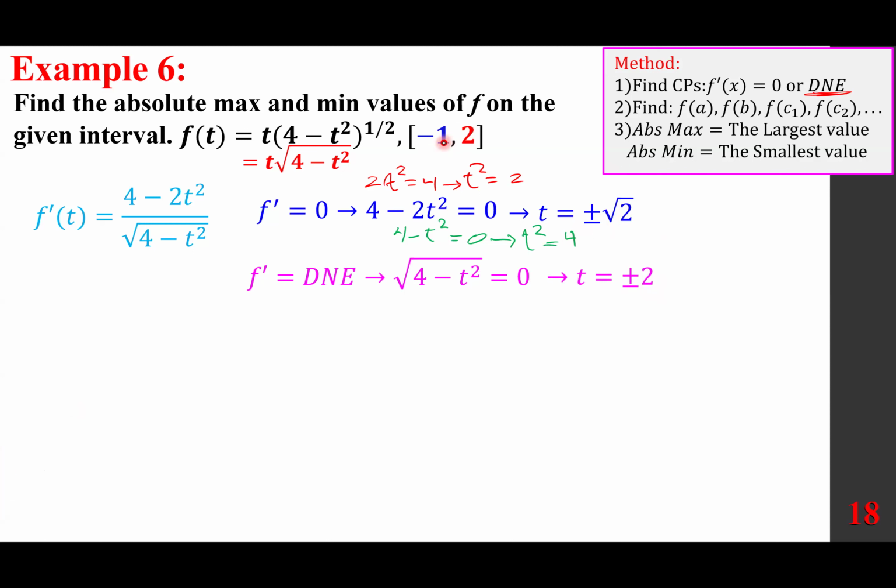And bear in mind, square root of 2 is about roughly 1.41. So is square root of 2 in between? Yes. Is negative square root of 2 in between? No, because it's negative 1.41. It's to the left of negative 1. Positive 2 is one of the endpoints. That works. Negative 2 does not work. So we have only 2 and square root of 2 to work with.